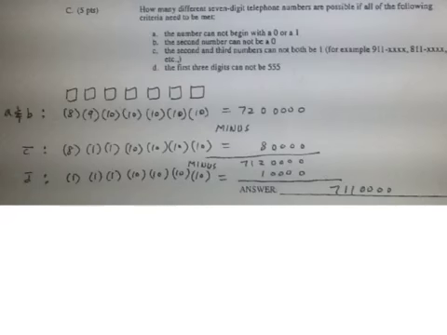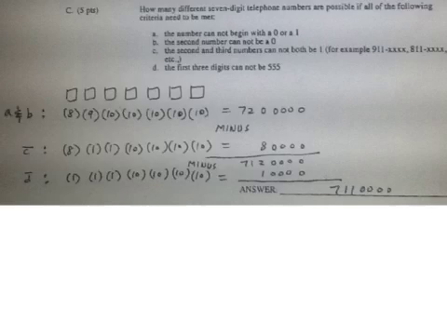Here we are trying to find how many different 7-digit telephone numbers are possible with the following criteria. So with the following criteria, we want to determine first of all the total number of possibilities that there are, and then subtract out the limitations that we have.